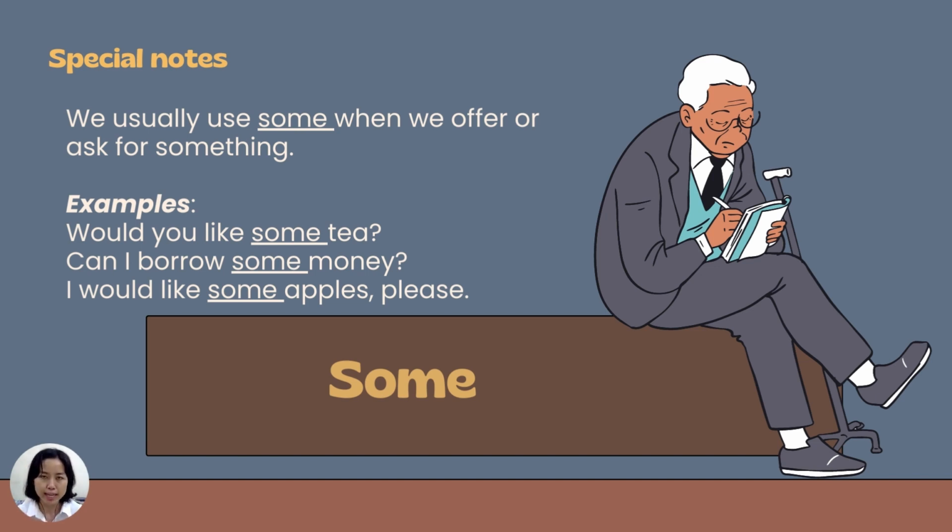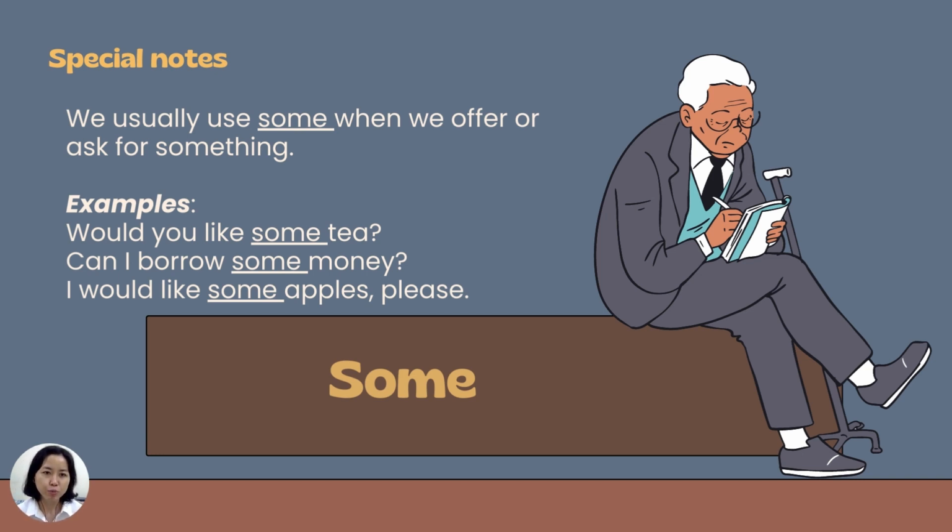I have a special note here for the use of some. We usually use some when we offer or ask for something. The first example here. Would you like some tea? Because this is an offer, we can use some. So, can I borrow some money? Can I borrow some money is a question to ask for something. And the last example is I would like some apples, please.